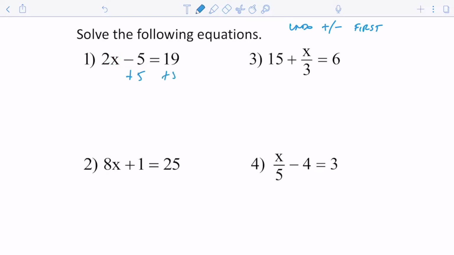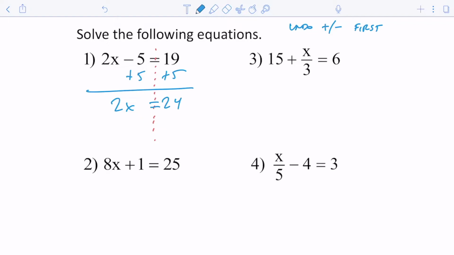I'm going to add 5 to both sides, because if you're looking at this x, it's being multiplied by 2 and subtracted by 5. So I'm going to undo subtracting by 5 and add 5 on both sides. So this part, -5 plus 5, that's just going to be 0. So on the left side of the equation, making sure all the equations are lined up, that left side is 2x. And then you have 19 plus 5 is 24. So I'm going to put an equal sign there.